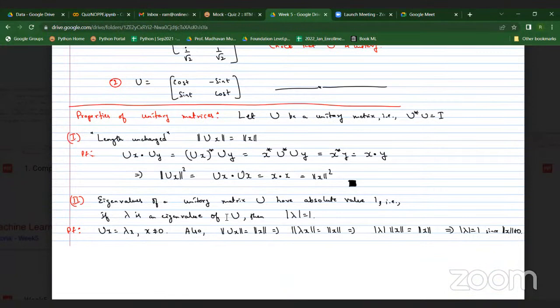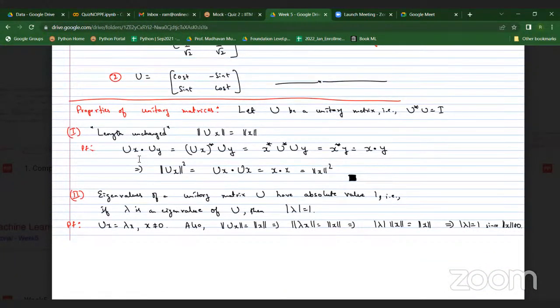The properties for unitary matrices: if you multiply a vector by a unitary matrix, its length will not be changed. Overall, it could be rotated, and the individual values could be changed, but the overall length of the particular vector is not going to change. That is one thing.